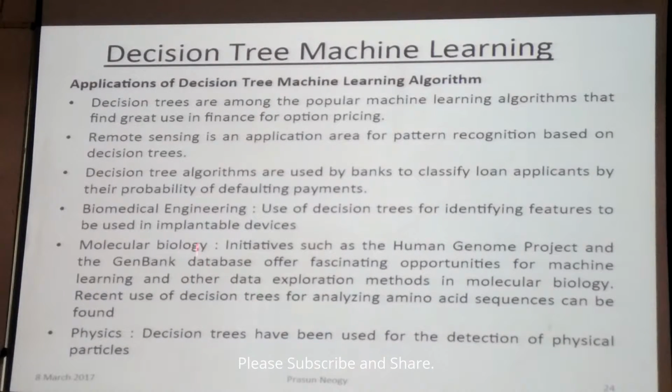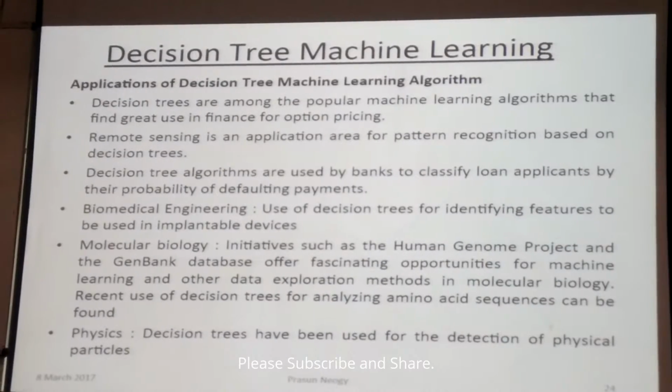Molecular biology initiatives such as the Human Genome Project and GenBank database are a fascinating opportunity for machine learning and other data exploration methods in molecular biology. Recent use of decision trees for analyzing amino acid sequences can be found. Incidentally, the Human Genome Project is a fascinating story by itself, having to do with ML. You can try to find out what we have done and what we have not done.